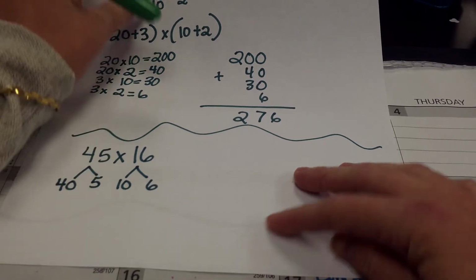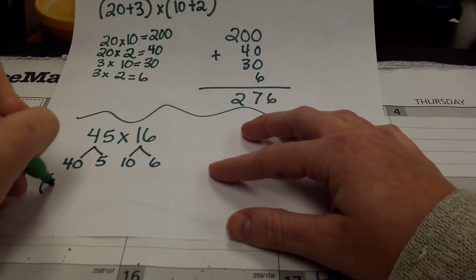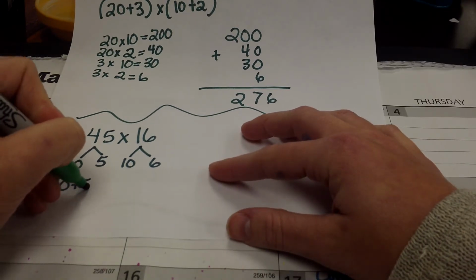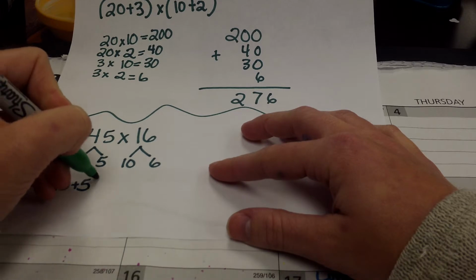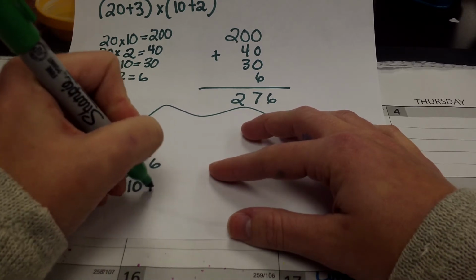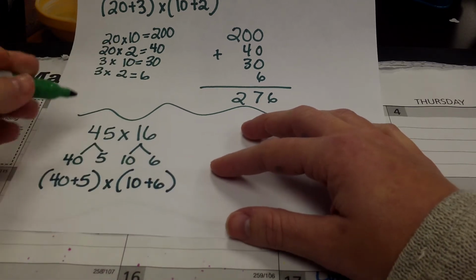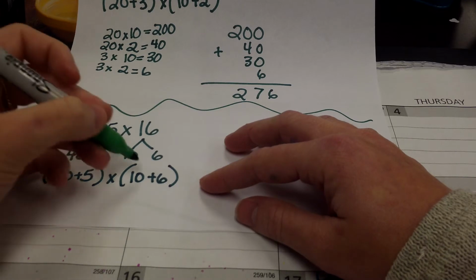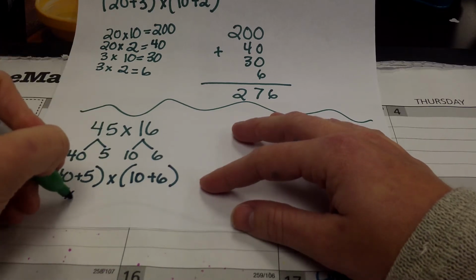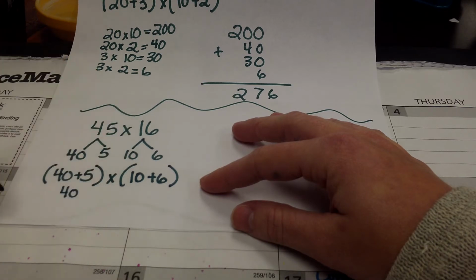Now I need to rewrite the problem using parentheses. So I've got 40 plus 5 is going to represent that 45 times, parentheses, 10 plus 6 is representing 16. Now I'm going to take both my tens place and make a multiplication problem with them. 40 is in the tens place here. 10 is in that tens place.